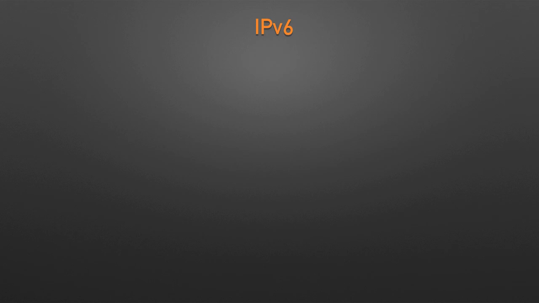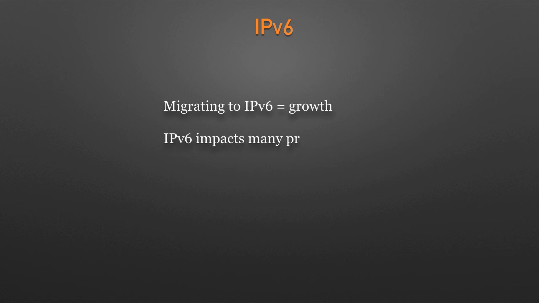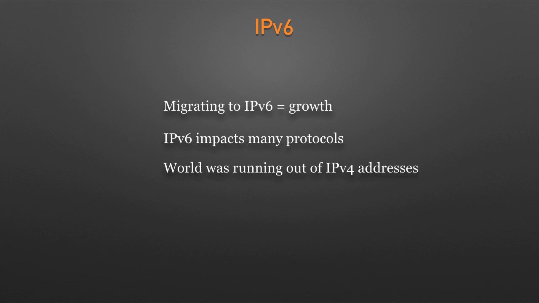The clearest and most obvious reason for migrating TCP/IP networks to use IPv6 is growth. The migration from IPv4 to IPv6 is much more than changing one protocol, in this case IP, but it impacts many protocols. The incredible growth of the Internet over a fairly long time created a big problem for public IPv4 addresses. The world was running out of addresses.